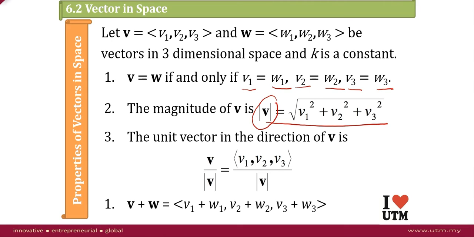We can also calculate the unit vector by using this equation here. Basically, this is the vector v divided by the magnitude. By using this formula, you will get the unit vector. And if you need to add two vectors together, you will add the positions, the coordinates, of the two vectors together.